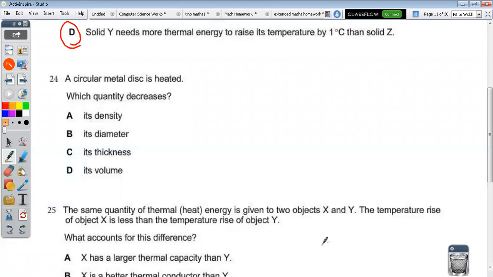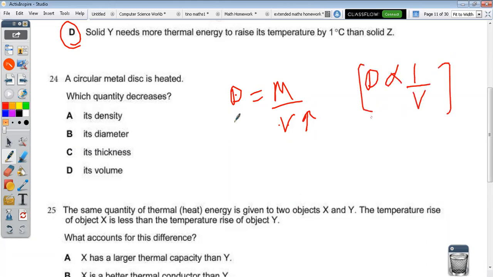Explanation, easy. It's gaining more kinetic energy. Particles are spreading apart. They occupy more volume. Volume increases. And what is density? Density is mass over volume. The opposite is true for density. So if volume increases, density decreases. Why? Because density is inversely proportional to volume. From this formula, if you increase mass, density increases. If you increase volume, density decreases. Making sense now?